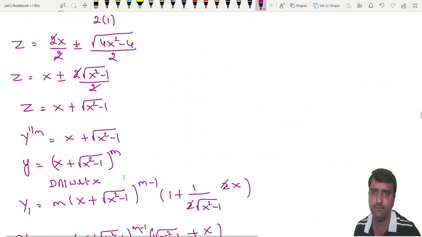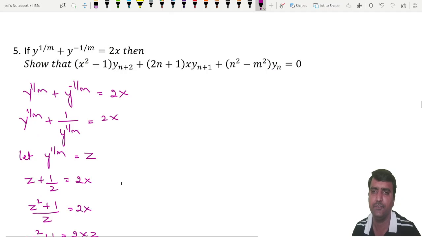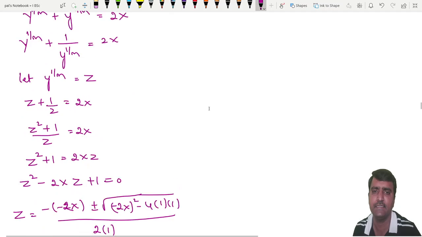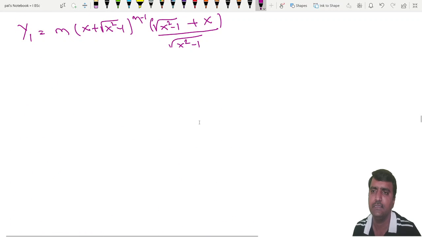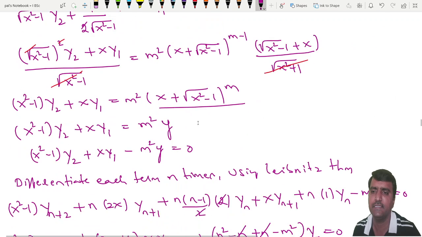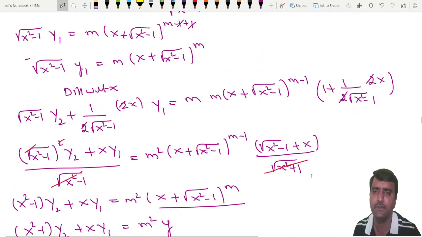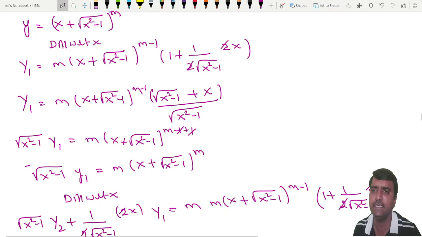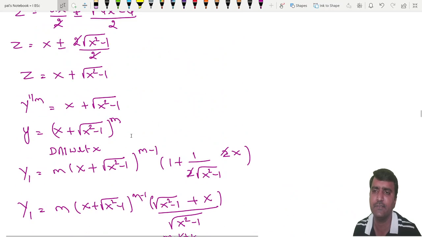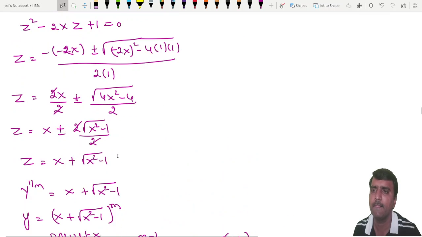You notice that x square minus 1 into y(n+2) plus 2n plus 1 x into y(n+1) plus n square minus m square into yn equal to 0. So we have the same thing here. Obtain the same: x square minus 1 into y(n+2) plus 2n plus 1 into x into y(n+1) plus n square minus m square into yn is equal to 0. So write it properly, don't make a mistake like x square minus 1 plus 1.